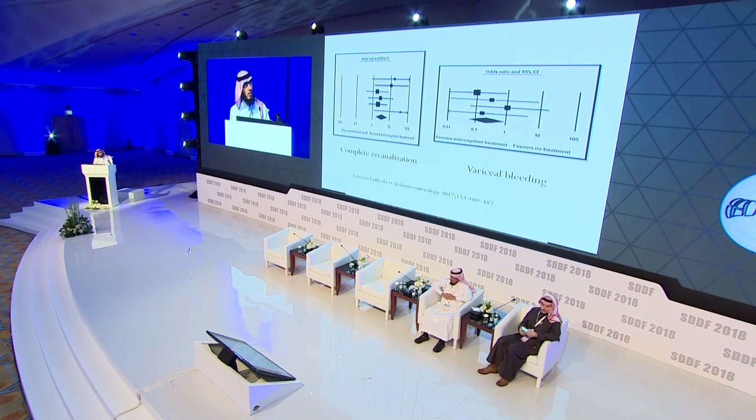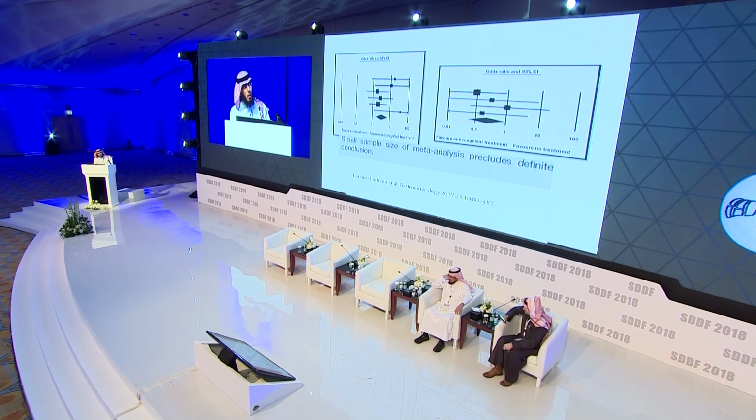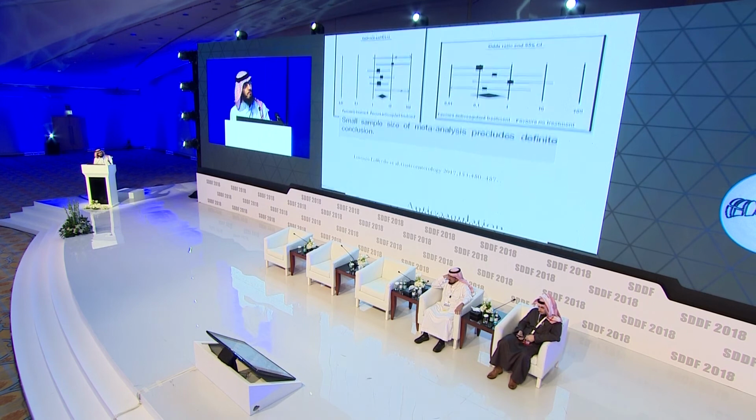This is a meta-analysis published recently in Gastroenterology, which evaluated the safety and efficacy of anticoagulation in patients with PVT with cirrhotic background. The rate of recanalization favors the anticoagulation group over no anticoagulation. As you can see, the diamond is crossing 1, and the risk of variceal bleeding. Conversely, it has been shown that anticoagulation is protective against variceal bleeding. However, the sample size of this meta-analysis precludes definitive conclusion.